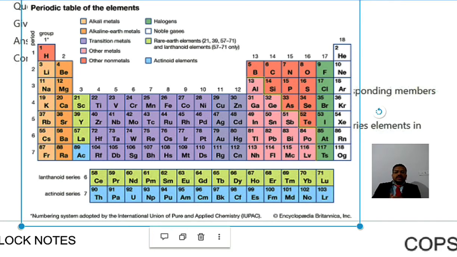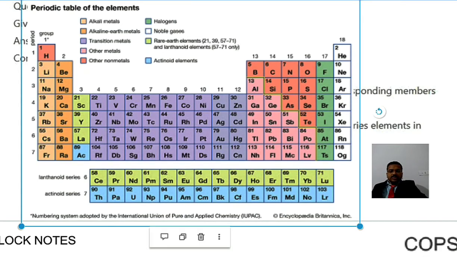The second consequence is difficulty in separation of the second series elements and third series elements. Some of the separation techniques are based on the size of the atoms, and due to the lanthanide contraction, the second series and third series elements have almost identical size, and due to this, their separation becomes difficult.